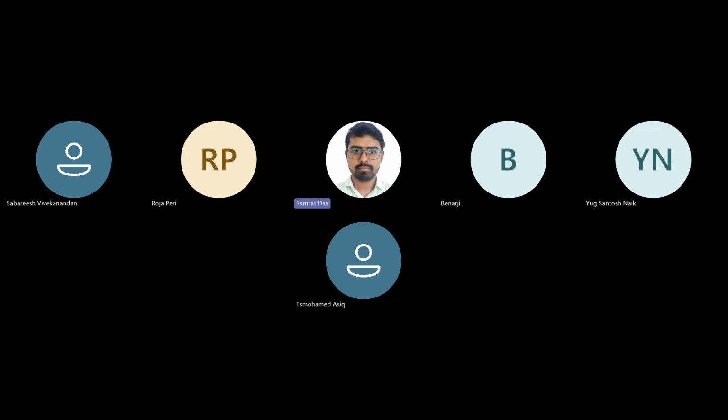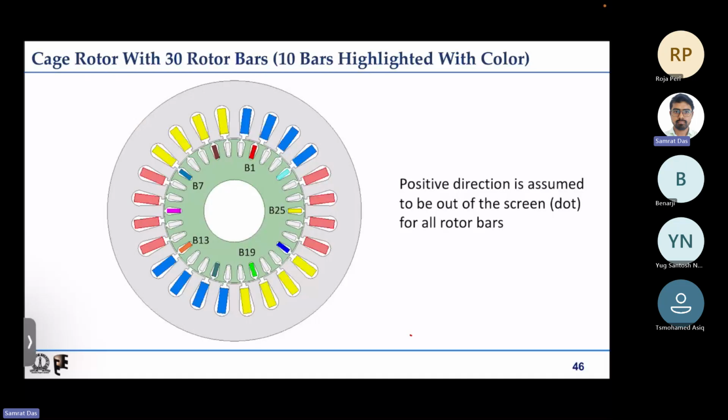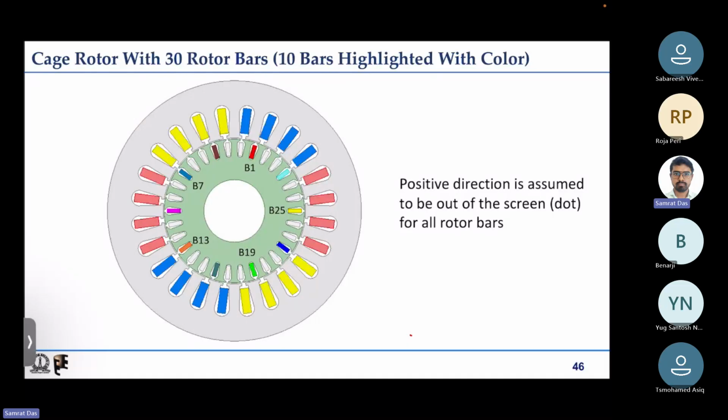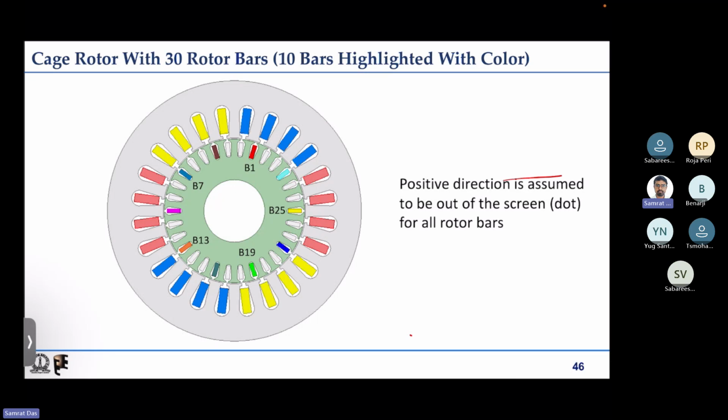We looked at what happens if we excite only the stator, and what about the flux linkages of different bars. From first principle, if we know the flux linkages of a conducting body, then we also know the induced EMF across that, and from that we got the current also.